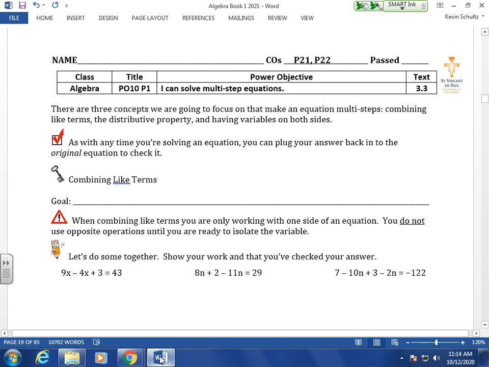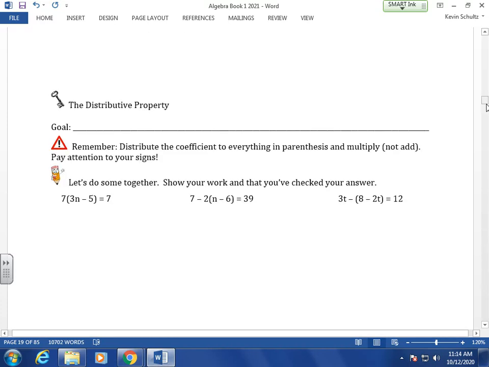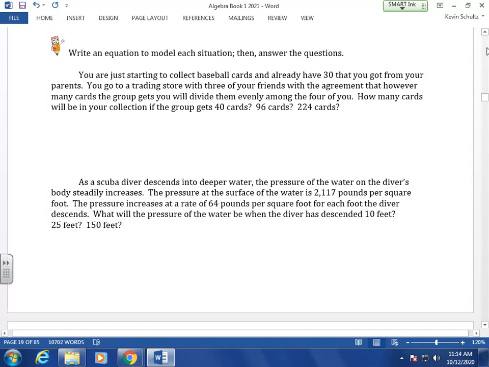Good day. We are in Algebra covering PO10 Part 1, solving multi-step equations. But before we get to that, we're going to make sure that we're all squared away with two-step and go back and correct PO9.